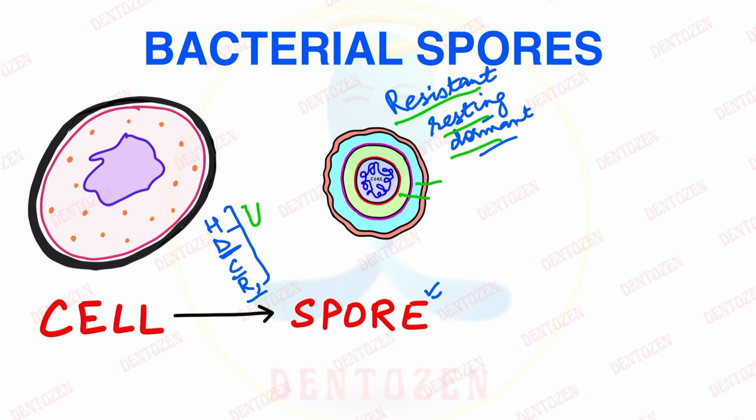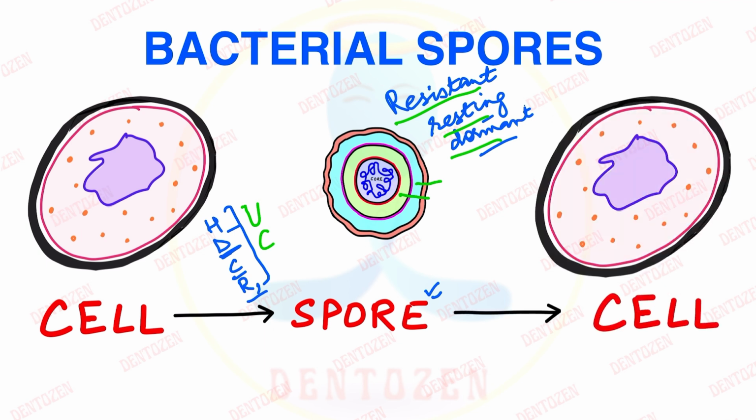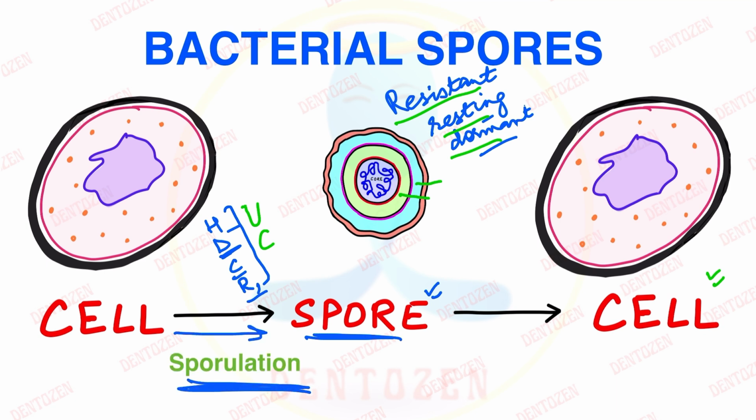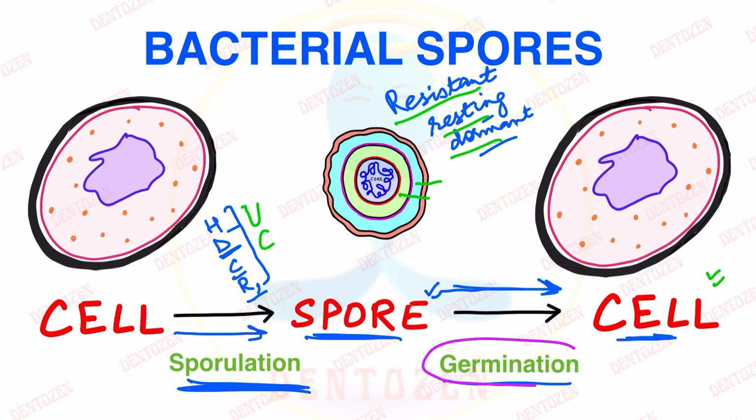Now, when the conditions become favorable, what will happen? When everything is fine, this spore will go back to a vegetative cell. It will form a cell again. The process of formation of spore from the bacterial cell is called sporulation, and the process of formation of cell from the spore is called germination. Something is germinating, something is forming. So those are the two processes: sporulation, formation of spore, and germination, formation of cell from the spore.